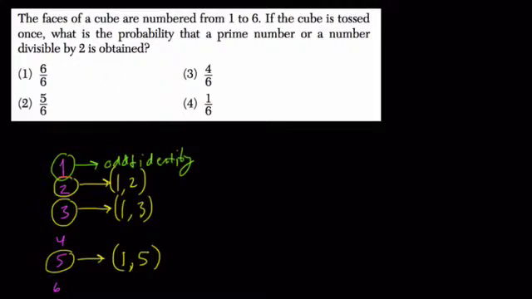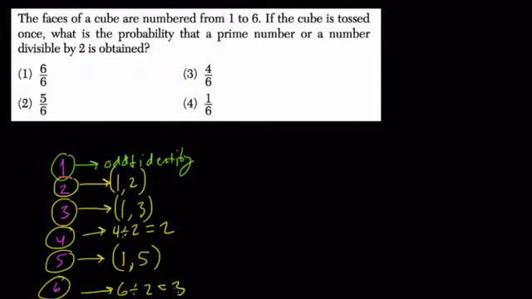Okay, so divisible by 2 or prime. So we have 3 primes, and 4 and 6 are both divisible by 2, right? 4 divided by 2 is 2. And divisible by 2 just means when you divide by 2, you don't have any remainder. So that means these 5 are either prime or divisible by 2. 5 out of 6 are prime or divisible by 2. So it's choice 2.